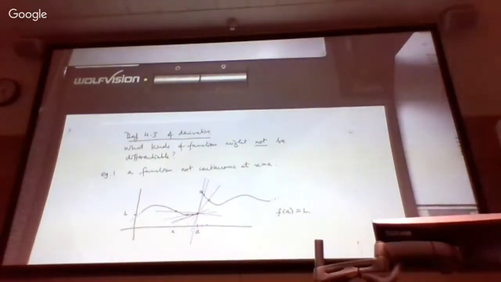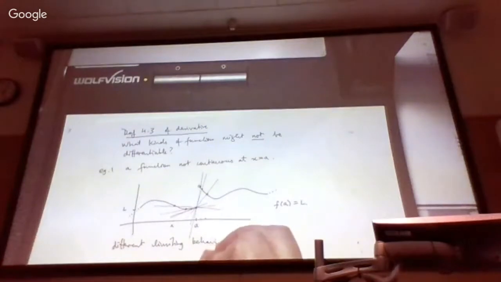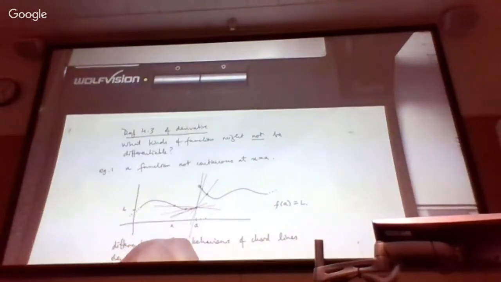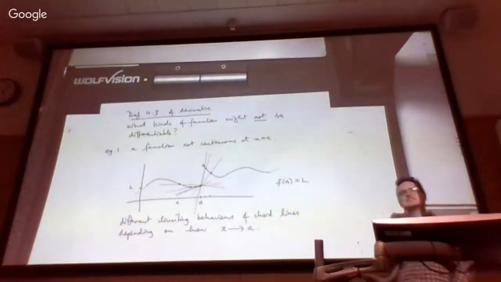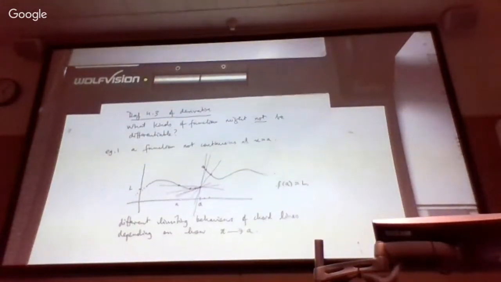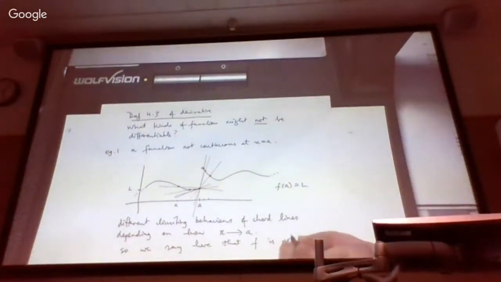Okay. So you can see here you've got different limiting behaviors of the chord lines depending on how you approach a, depending on how x converges to a. So there's no unambiguous single limiting behavior of the chord lines. So we say here that f is not differentiable at the point a.